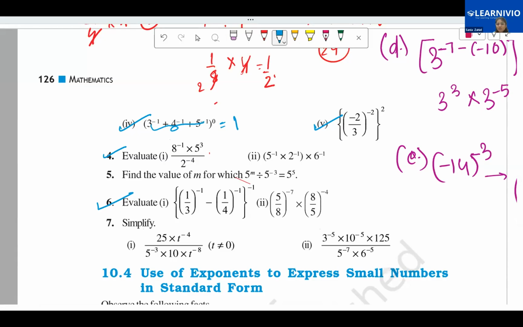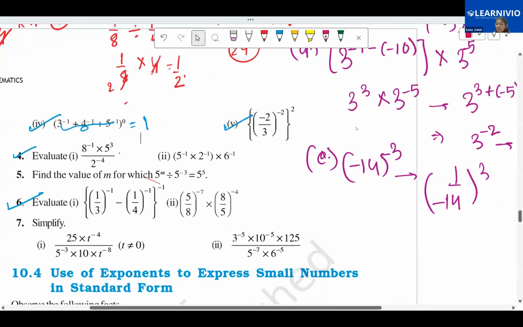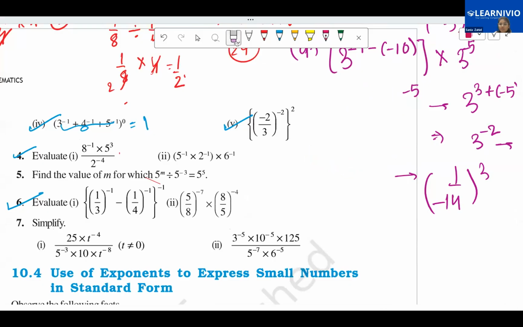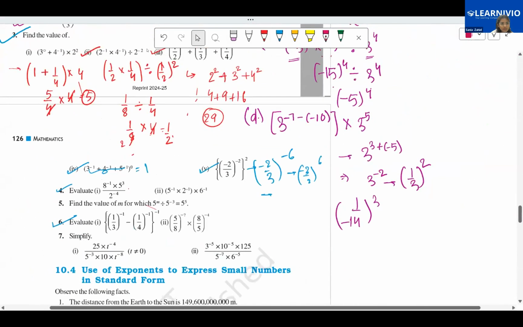Your answer becomes 1. Okay, then next is minus 2 by 3 whole power minus 2 and whole power. So first you solve the powers. So it becomes minus 2 by 3 whole power minus 6. And now what you can do, you can write minus 3 by 2 whole power 6. And now you can solve this also. 3 to the power 6 and 2 to the power 6. Do you have to solve or not? Let me see. Yeah, you have to solve.